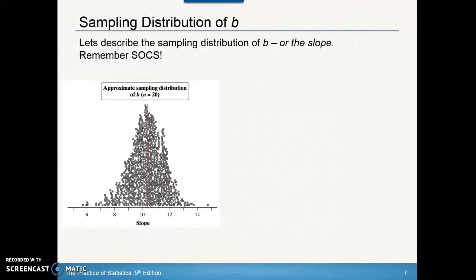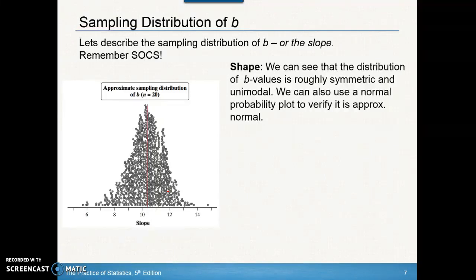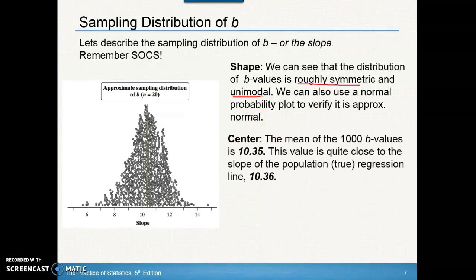Do you remember SOCS? Hopefully you do. So let's take a look at the shape. The shape here, we can see that the distribution of the slope is roughly symmetric and unimodal. Now remember, roughly symmetric and unimodal says that it is going to be normally distributed. You could also use a normal probability plot to verify that it's normal, but it's symmetric and unimodal, therefore it's normal. What is the center?